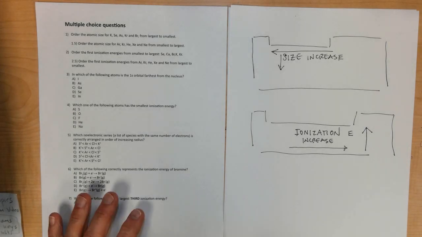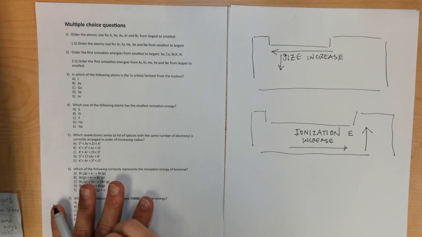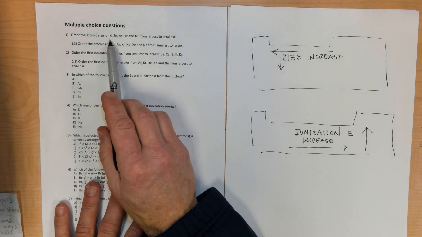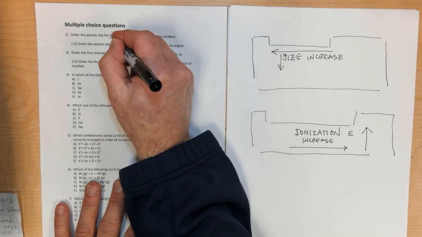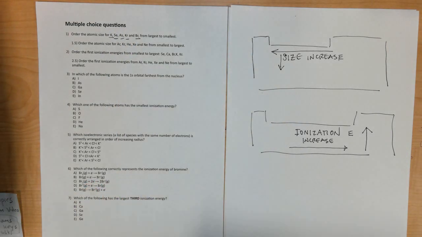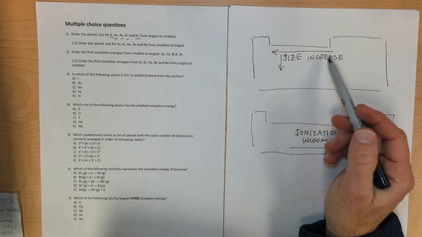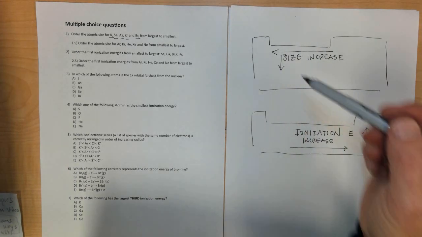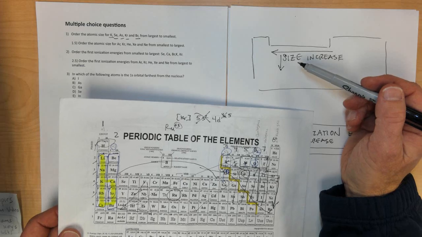So this is the first part of the practice test. Order the atomic size for potassium, selenium, arsenic, krypton, and bromine from largest to smallest. Atomic size increases to the left, and it increases as you go down on the periodic table.